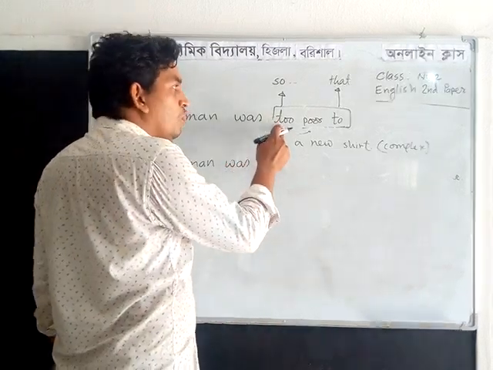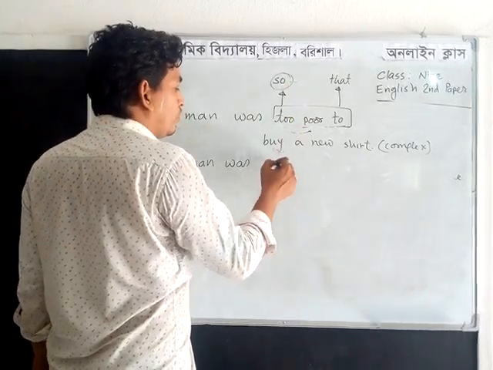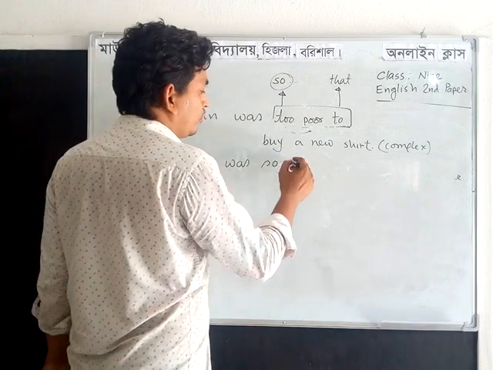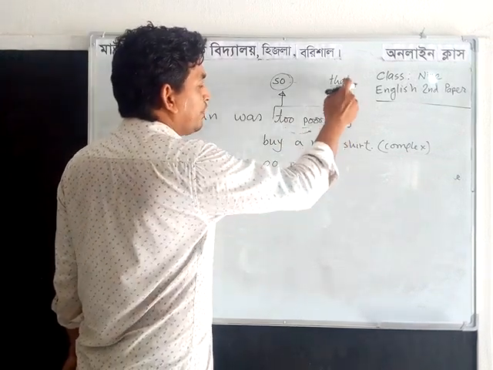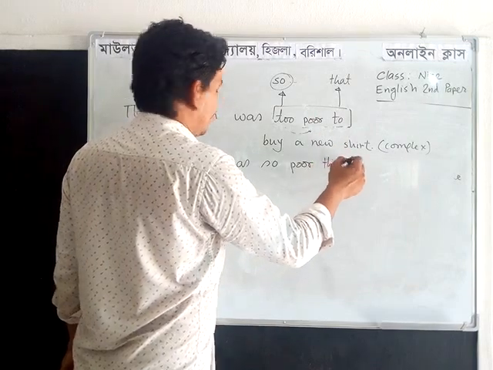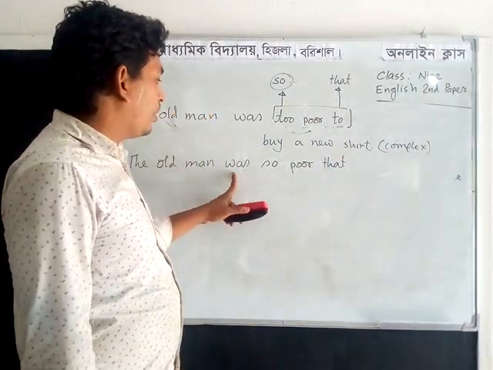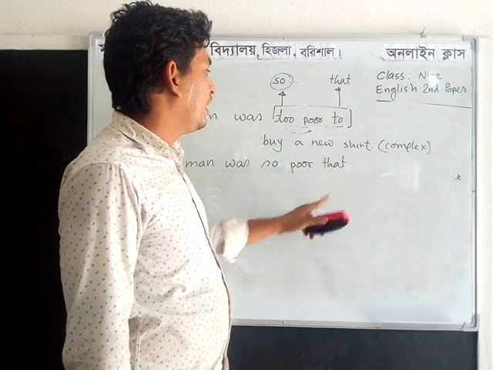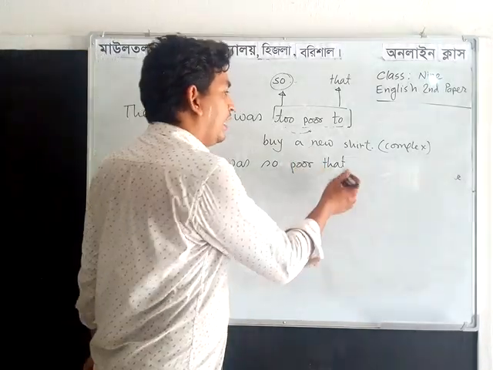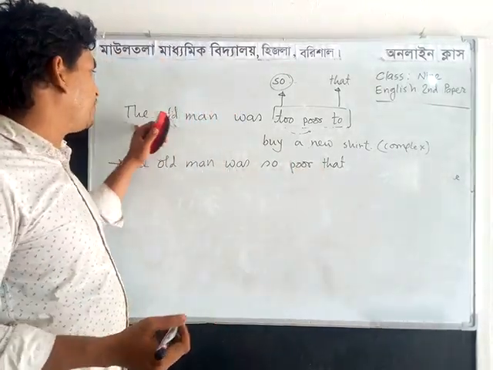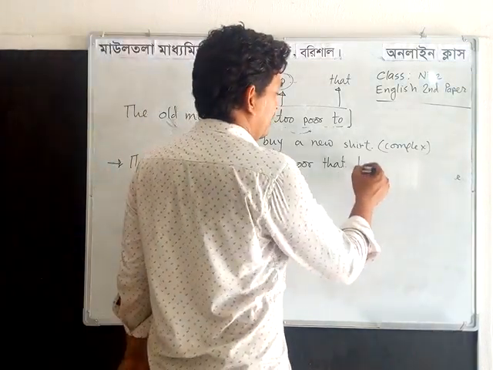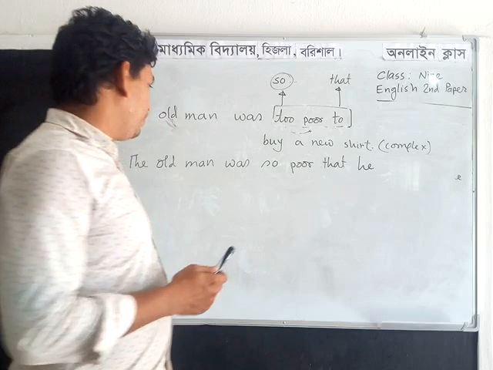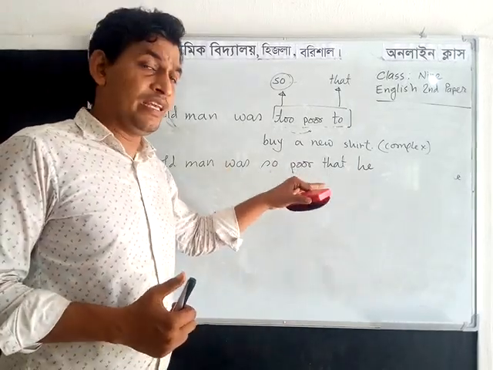Instead of writing "too", we have to write "so". The old man was so poor that. Then after that, I have to use the subject. Here the subject is old man. The old man is masculine gender, that's why we have to write here "he". The old man was so poor that he.